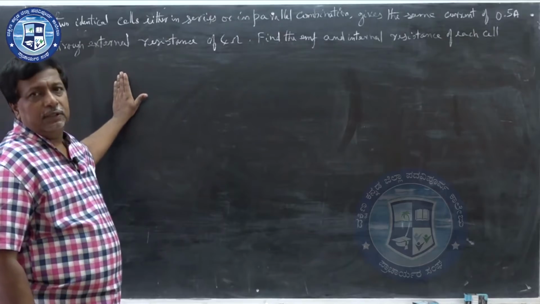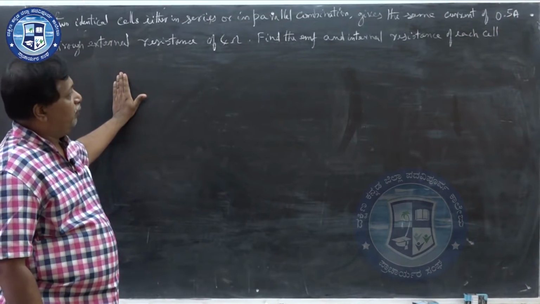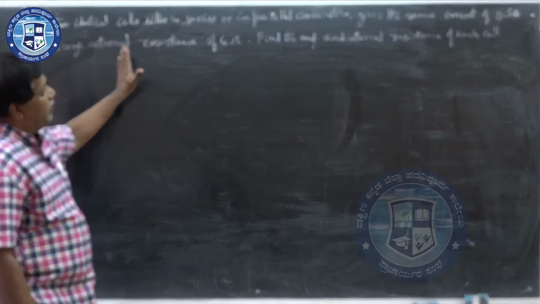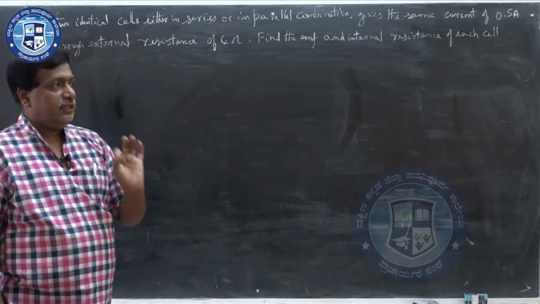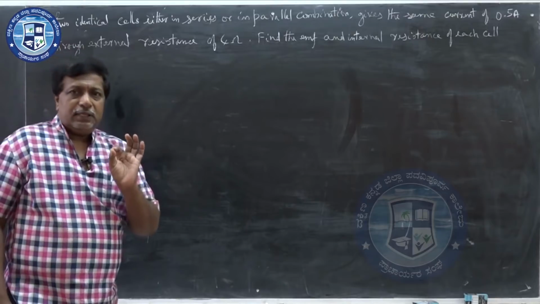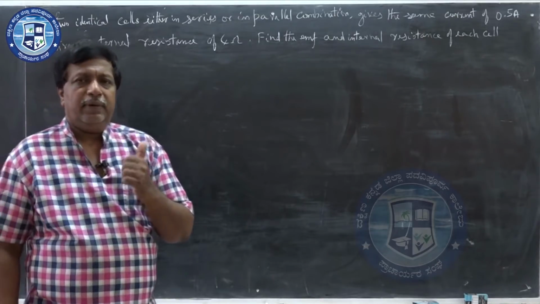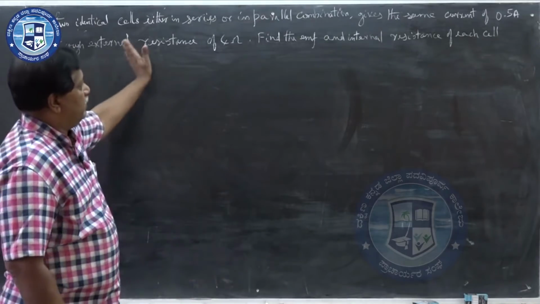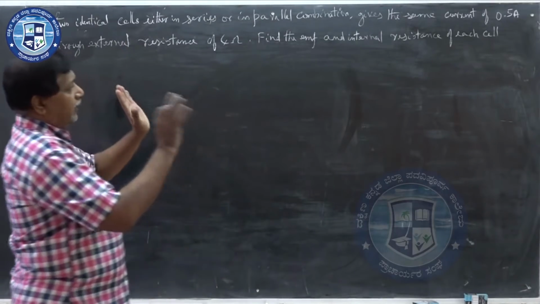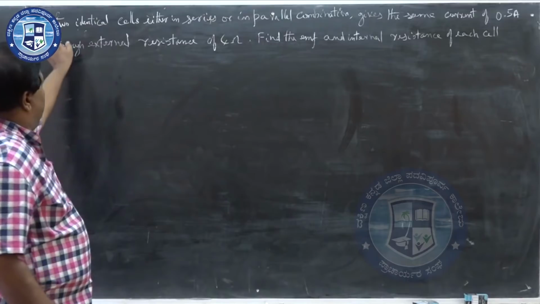We had seen the problems in combination of resistors. Now we will see the problems in combination of cells. The cells can also be combined or have the combination in series and parallel. So, let us first see a combined problem actually.